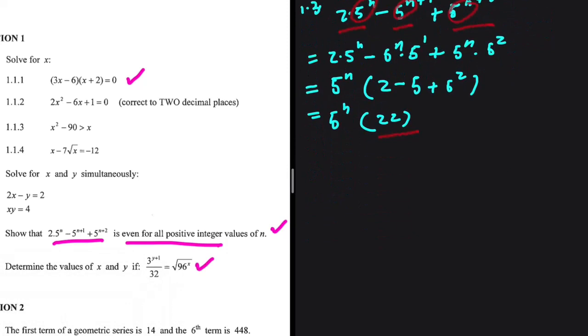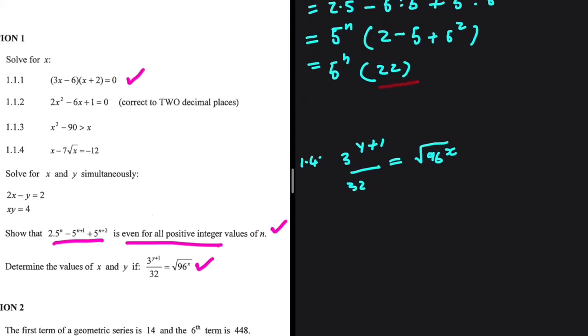The last question. Determine the values of x and y if 3 to the power y plus 1 divided by 32 is equal to the square root of 96 to the power x. Right, so we have 3 to the power y plus 1 and we have 32. Can we write 32 with the base of 3? Because usually in a case like this, we're trying to give all the numbers the same base. Well, we can't, but we can write it with a base of 2. So let's go ahead and try that and see what we're going to have.